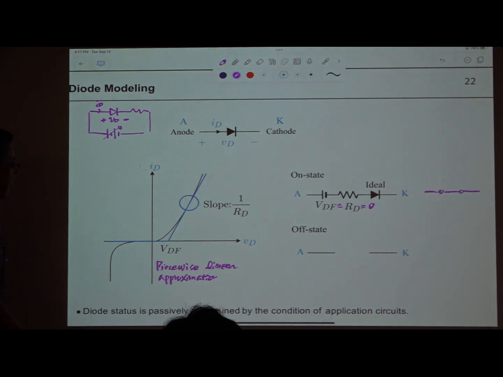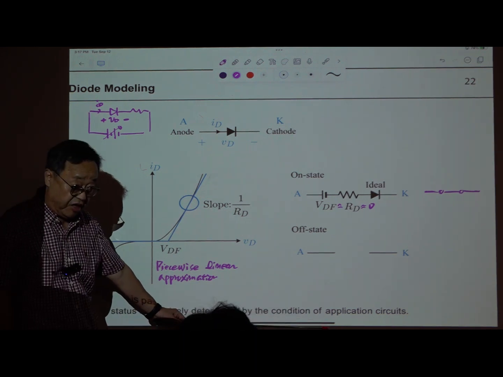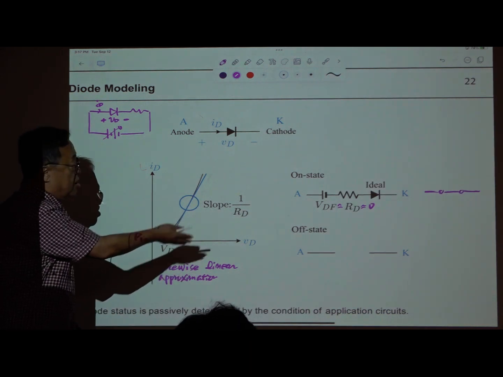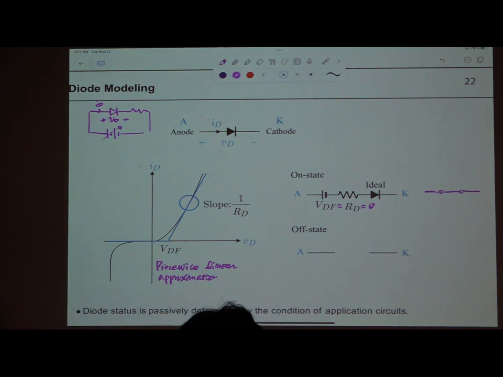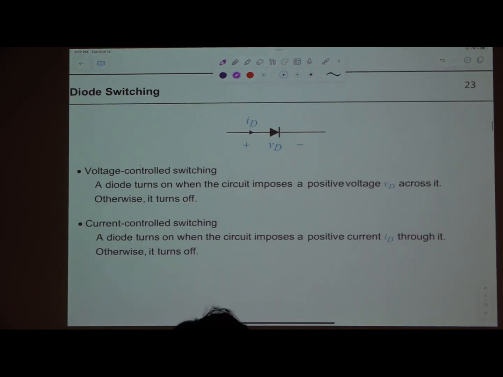Okay, and the status of the diode is determined by the condition of the application circuit. Right. So you are not controlling this. This status is determined by the operational condition. For example, there are two ways of interpreting the state of the diode.